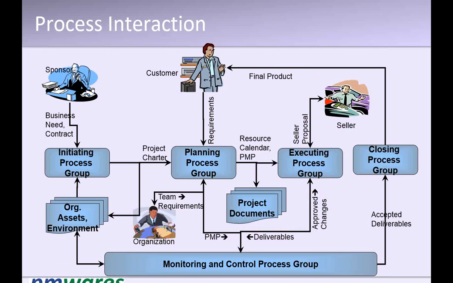So there is a seller proposal here in the executing process group. Correct? This seller is there, and it is marked in red. So can you explain on that? Actually, how this seller proposal thing is. If you can throw some light on this thing, seller proposal. What is the interaction happening here?